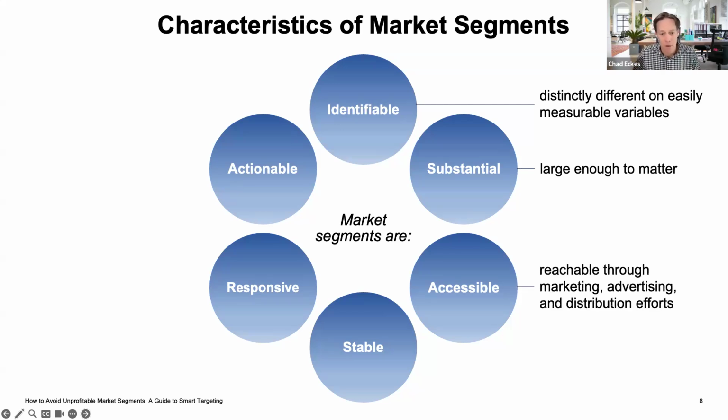Accessible means that the group is reachable through marketing, advertising, distribution, sales. In other words, you can see these customers, you can find them somehow, whether they're walking on the street or they're surfing the web, or you go to a trade show or a conference and you can interact with them.